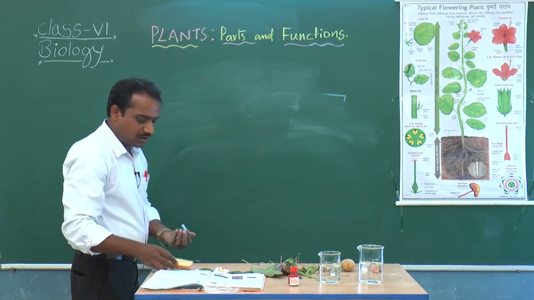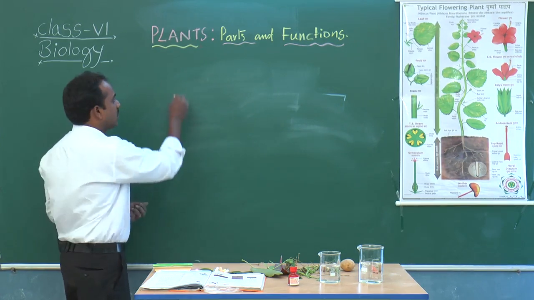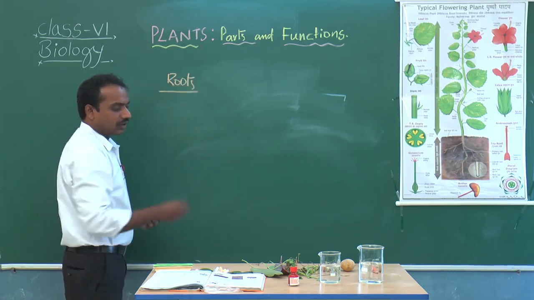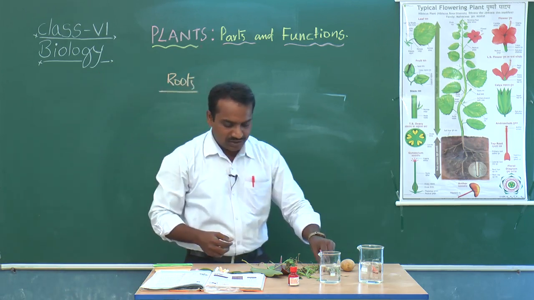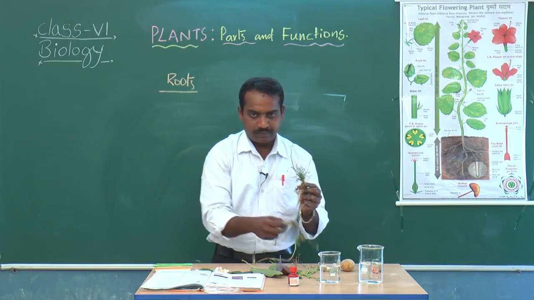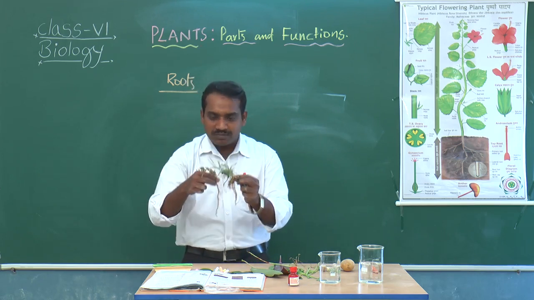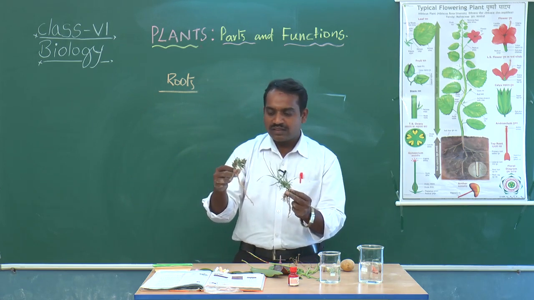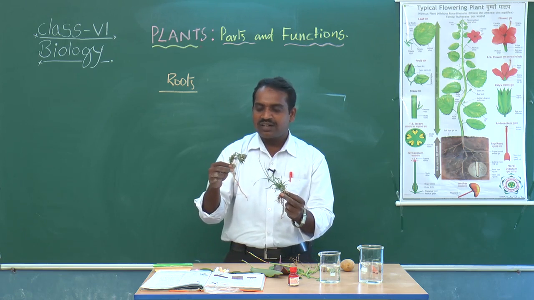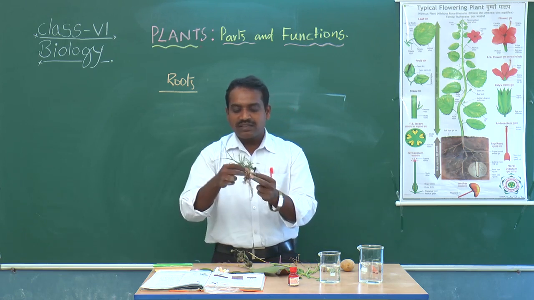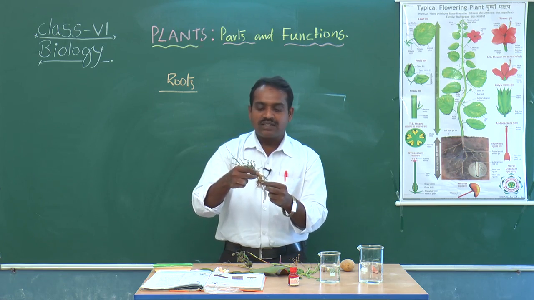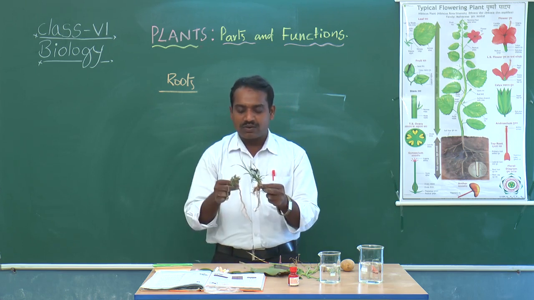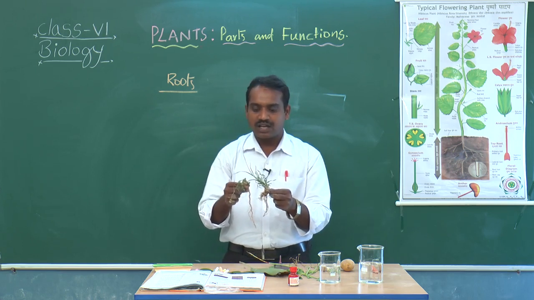First we'll discuss a very important part of the plant called roots. Observe these two different plants. Are the types of roots similar? In this plant we are observing one type of roots, whereas in this plant we are observing another kind of roots. That means all plants do not have the same kind of root system or types of roots.